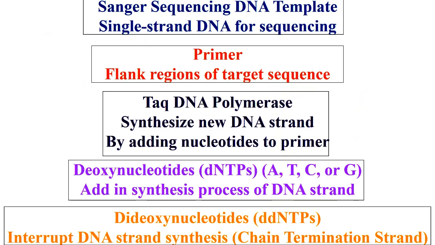Finally, the Sanger sequencing method uses single-strand DNA for sequencing, and a primer to flank regions of the target sequence, and Taq DNA polymerase to synthesize a new DNA strand by adding nucleotides to the primer, and deoxynucleotides, added in the synthesis process of the DNA strand, and ddNTPs, used to interrupt DNA strand synthesis as chain termination strand.